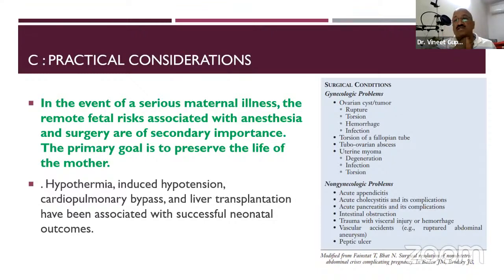What all surgical conditions can put these kinds of patients on the surgical table? Some of them are gynecological problems, others are non-gynecological problems. Gynecological problems like ovarian cyst, tumor, rupture, torsion, hemorrhage, infection, torsion of fallopian tube, tubo-ovarian mass, uterine myomas, degenerated, infected, and torsion. The non-gynecological problems are acute appendicitis, acute cholecystitis and its complications, acute pancreatitis and its complications, intestinal obstruction, trauma with visceral injury or hemorrhage, vascular accident, ruptured abdominal aneurysm, or peptic ulcer.